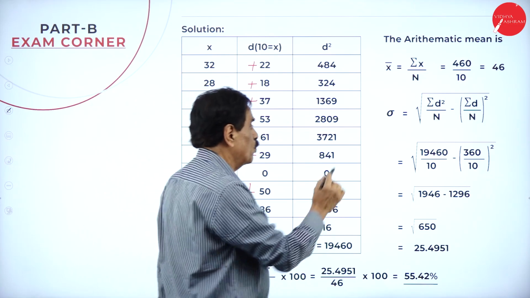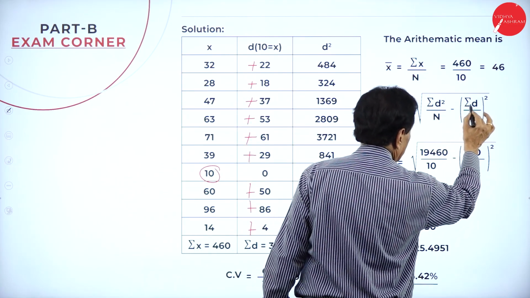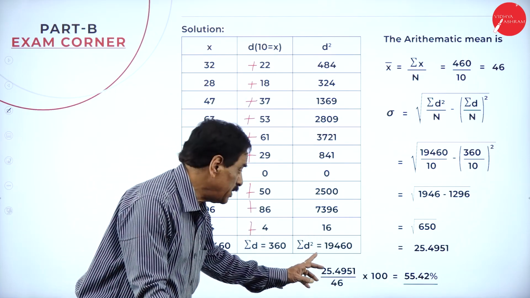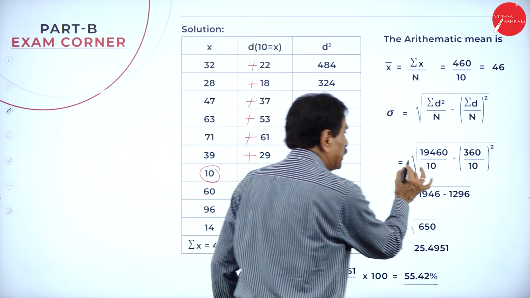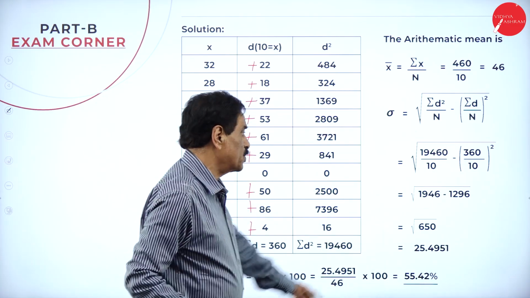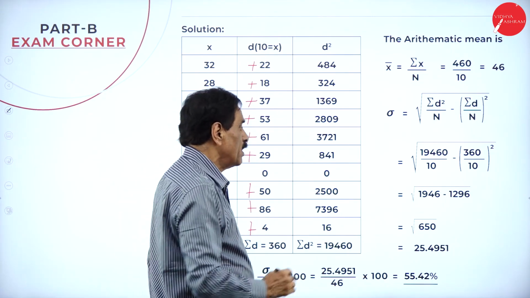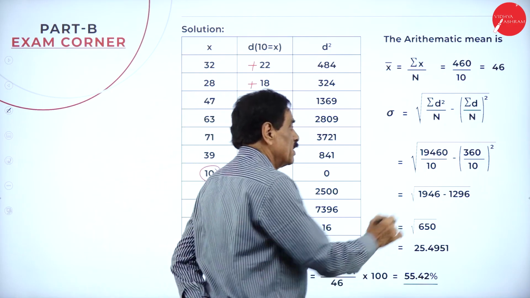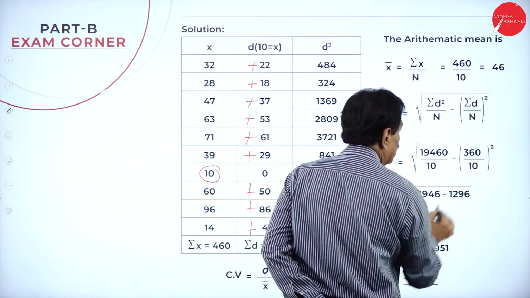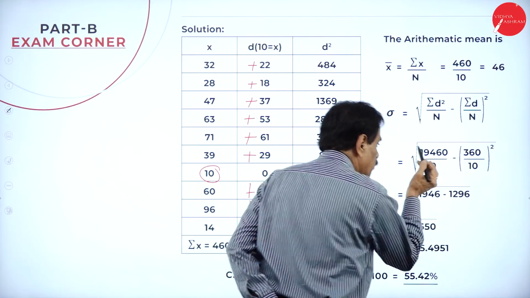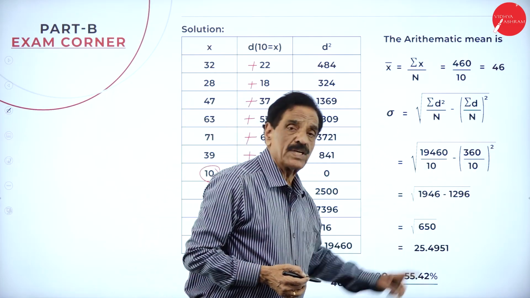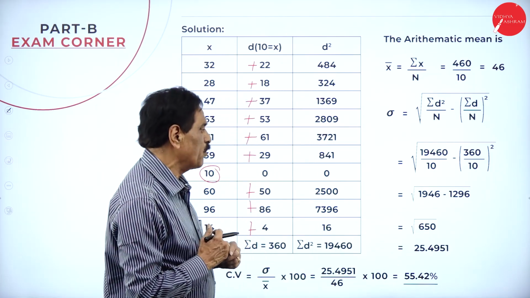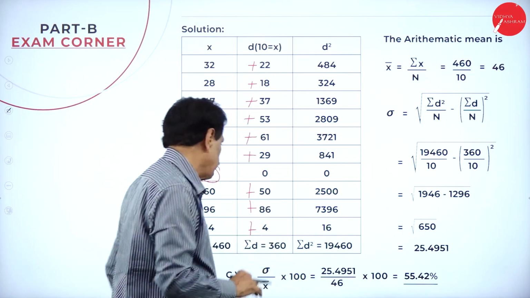Standard deviation is equal to root of sigma d square divided by n minus the whole square of sigma d divided by n. What is your sigma d square? 19,460 divided by 10 minus 360 divided by 10 whole square. If we divide this, it is 1,946 minus 36 whole square, which is 1296. 1946 minus 1296 is 650. Root of this is 25.4951.